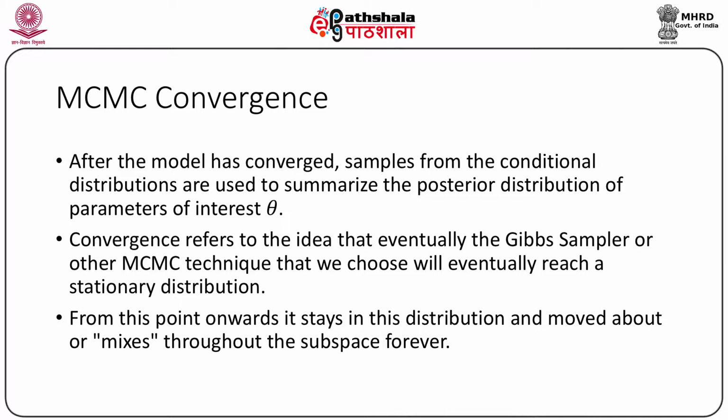Convergence refers to the idea that eventually the Gibbs sampler, or other MCMC technique that we choose, will reach a stationary distribution. From this point onwards, it stays in this distribution and moves about, or mixes, throughout the subspace forever.